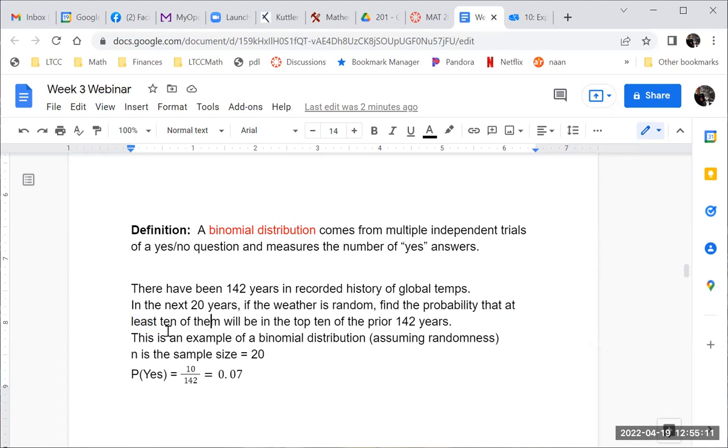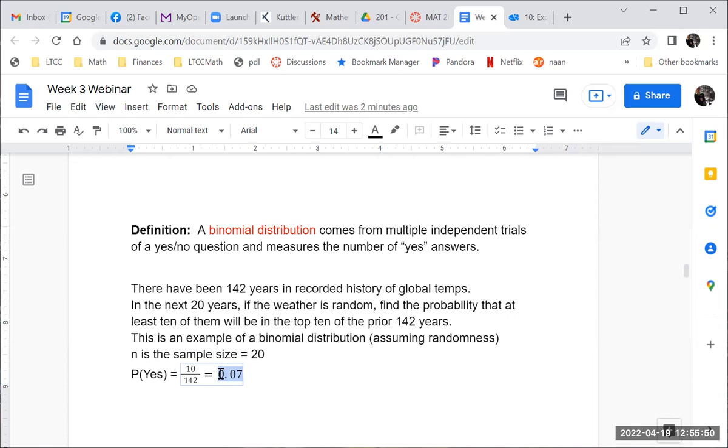Okay. So the probability of a yes answer, if it was completely random and you grab one out of the 142 years, the probability of being in the top 10 would be 10 out of 142. Right? Because there's 10 years that can be in the top 10, and there's 142 years in recorded history. Okay, and I popped that in my calculator, I got 0.07. Any questions at all on this example of binomial where we got a yes, no question?